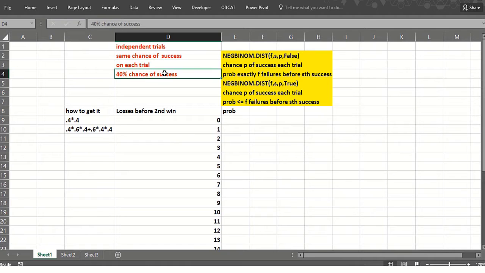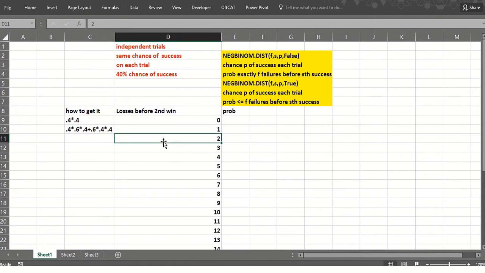So we'll assume we have a baseball team with a 40% chance of winning each game and a 60% chance of losing. The negative binomial random variable figures out the chance that, given you have a probability P of success on each trial, in this case 0.4, you'll have exactly F failures before the S success. So this is the syntax: NEGBINOM.DIST, put the number of failures, the number of successes, the probability of success in each trial, and false will give you the value for each number of failures. True will give you the cumulative, as we'll see.